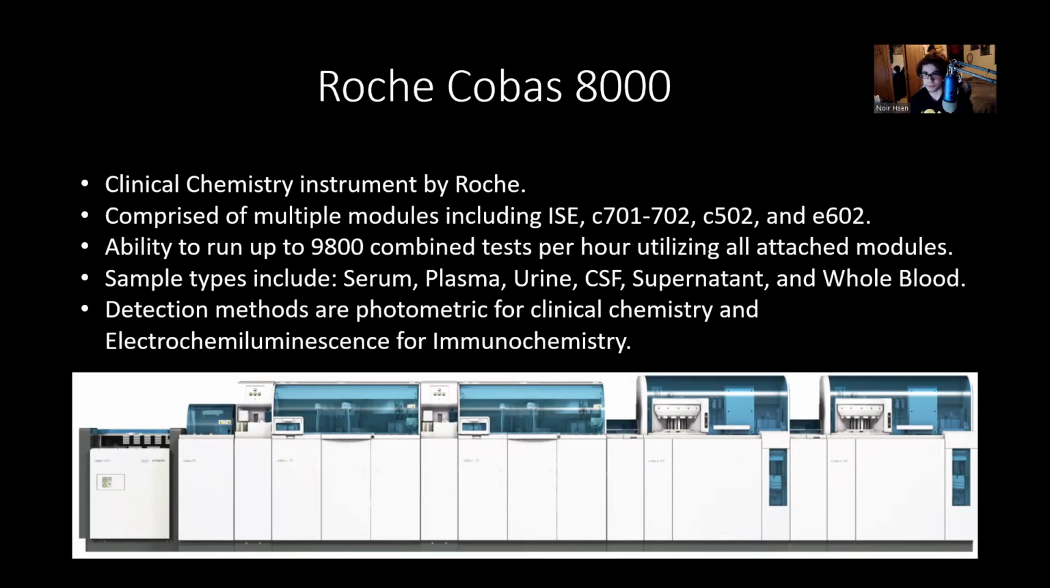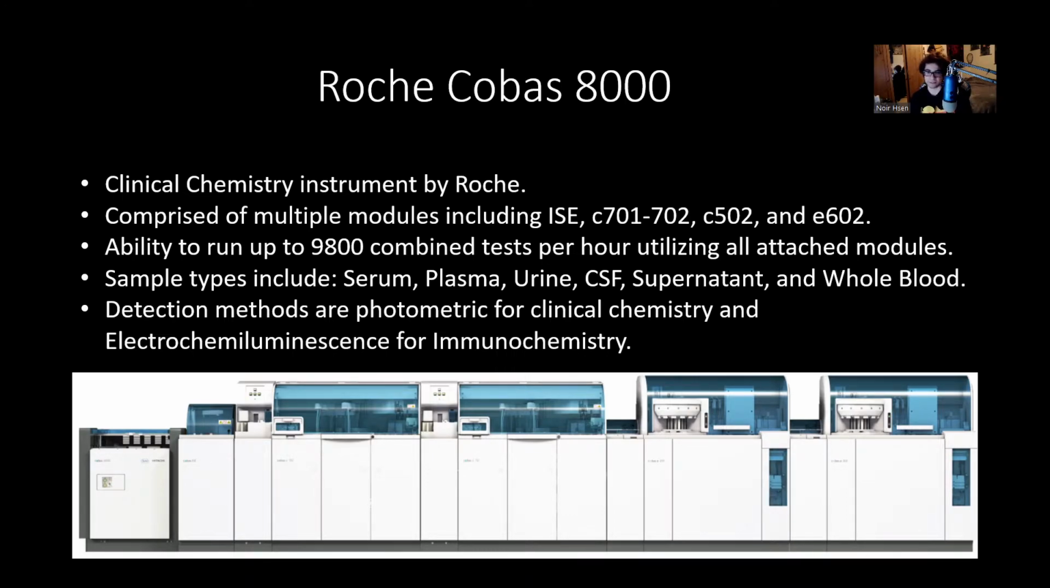Alright, so this is the Roche Cobas 8000. This is all the modules connected together, and this is what it would look like, just one long structure. In UCLA, we actually have two of these side by side, and so if one goes down, they just reroute it to the other one.